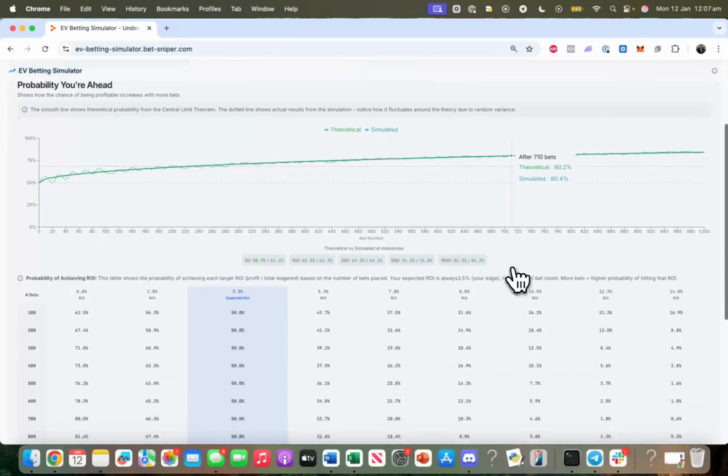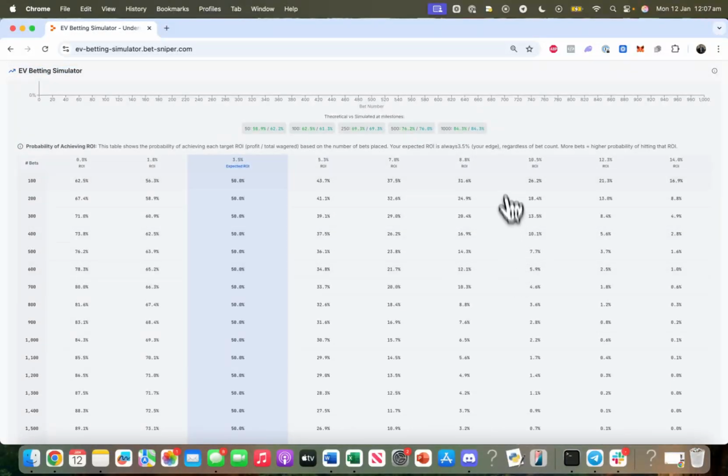We've also got a table down below that shows the probability of achieving a certain ROI based on the number of bets placed. The insight here is, in the short run, your probabilities are more spread out, but as you do more bets, everything converges to the expectation. So under or over performance in the short run is just the variance.